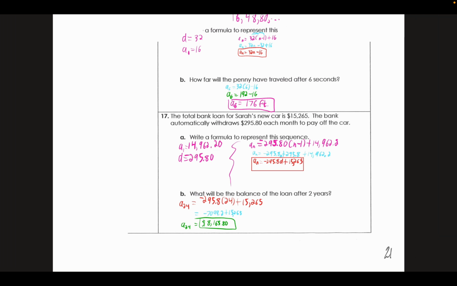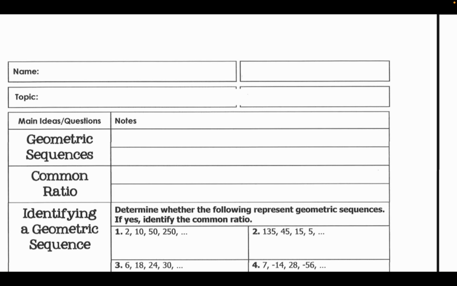Now we're going to go on to geometric sequences. Geometric sequences will be defined as, let me change my color here, a sequence of numbers in which the ratio, which we will define as R, remains constant between terms, between consecutive terms.